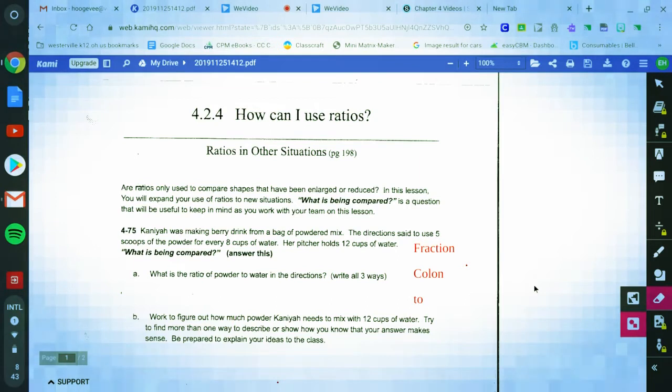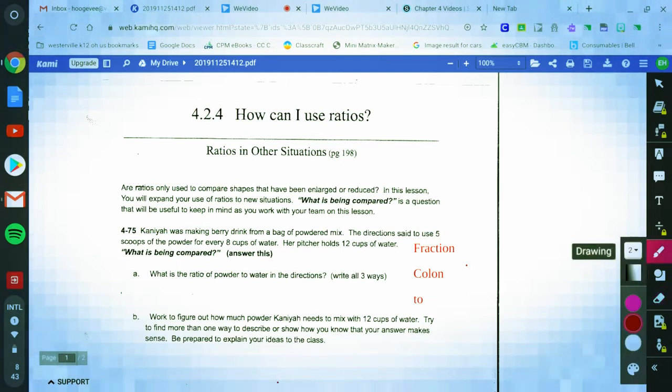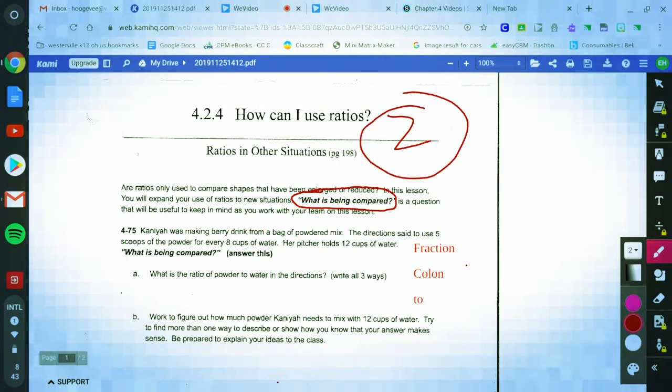So, first question again, it says ratios and other situations. It's in the book on page 198. Again, are ratios only used to compare shapes that have been enlarged or reduced? In this lesson, you'll expand to use ratios in new situations that you haven't thought of before. Again, we're always trying to think of what is being compared. So in this lesson, you'll be comparing two things, and that's it, all right? If you remember when we did our marshmallow lab, we were comparing sometimes three things. We're just comparing two. Keep this in mind.